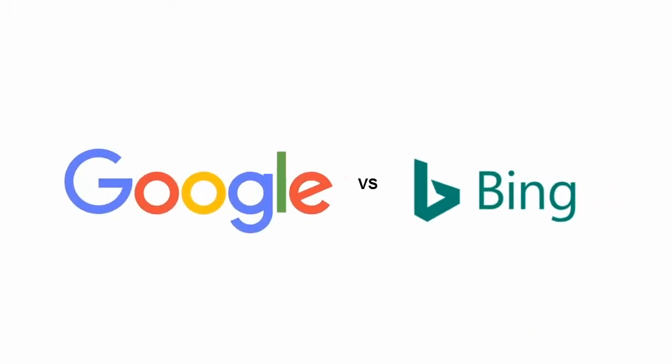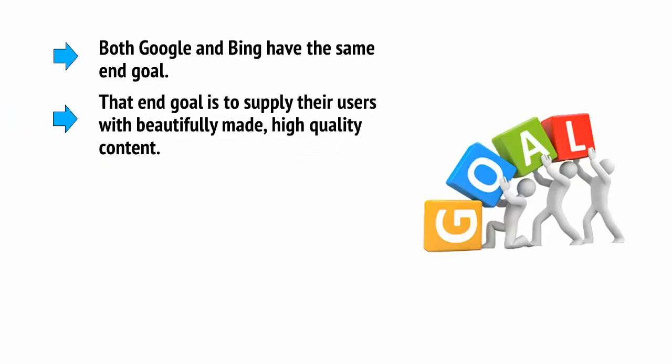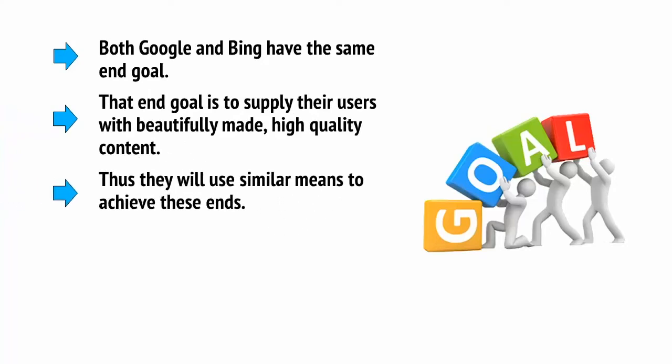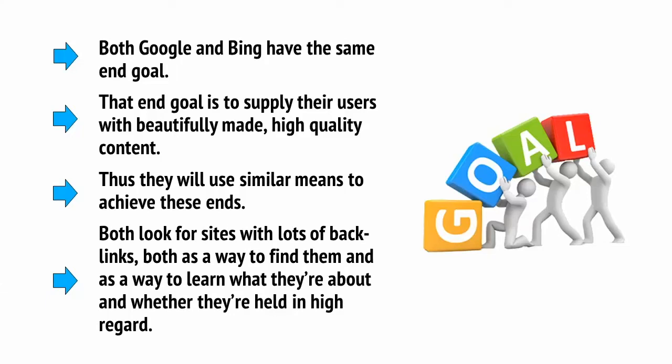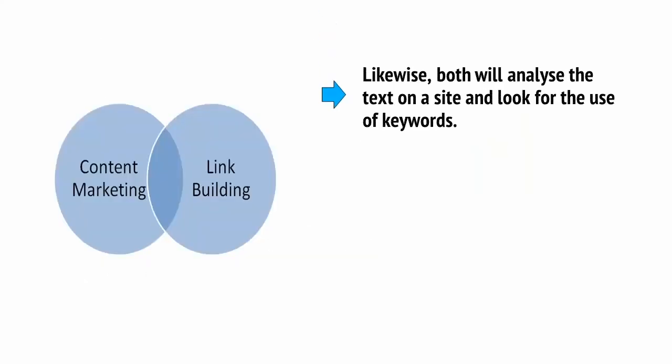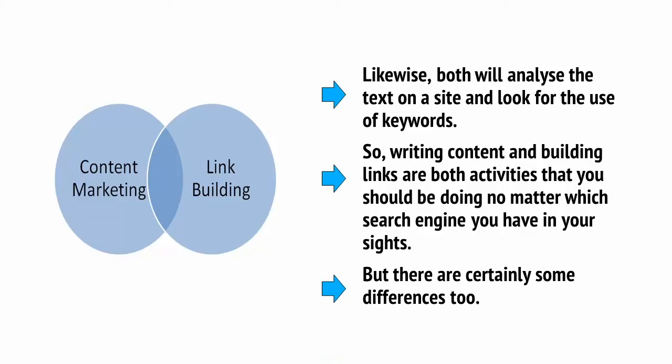Well, it's certainly true that a lot of your SEO practices are going to remain the same on Google and Bing. Both Google and Bing have the same end goal, and that end goal is to supply their users with beautifully made, high-quality content. Thus, they will use similar means to achieve those ends. Both look for sites with lots of backlinks, both as a way to find them and as a way to learn what they're about and whether they're held in high regard. Likewise, both will analyze the text on a site and look for the use of keywords. So writing content and building links are both activities that you should be doing, no matter which search engine you have in your sights. But there are certainly some differences too.